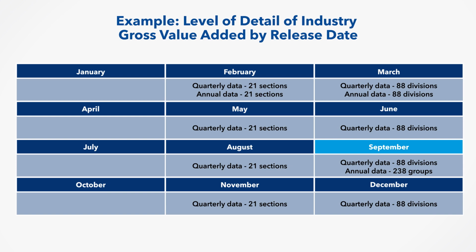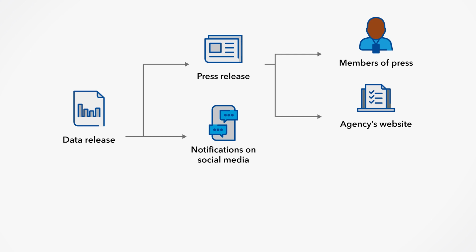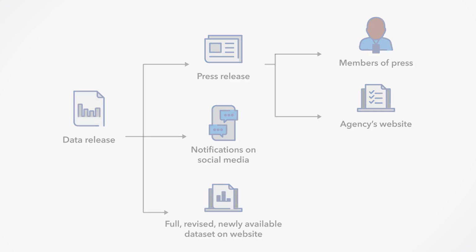In September, the ANA are incorporated and the most detailed annual estimates of industry gross value added are published for 238 ISIC groups. Quarterly estimates are not available at this level of detail. The data release should therefore include a press release that is provided to members of the press and posted on the statistical agency's website, a notification posted on social media, and the posting of the full revised and newly available data set on the website.